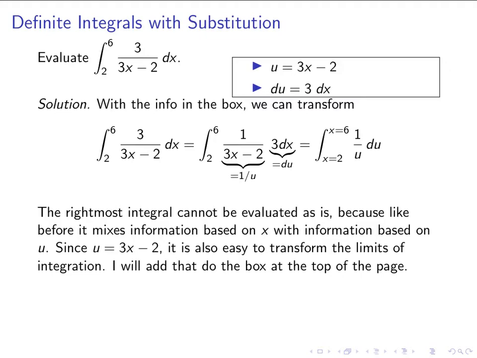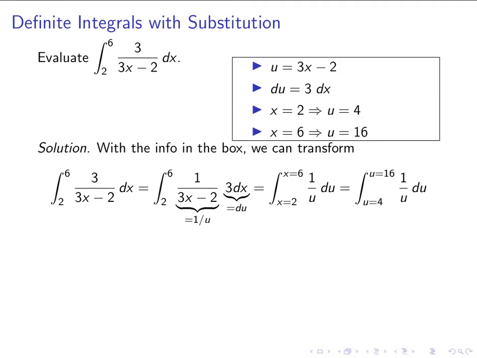I want to put everything at the top in a box that shows how my x's and u's relate to each other. So here it is. Because u equals 3x minus 2, that means when x equals 2, I can put 2 here for x. 3 times 2 minus 2 is 4. So when you put a 2 there for x, this will say u equals 4. When you put 6 here for x, this will say u equals 16. So that's what I'm doing here.